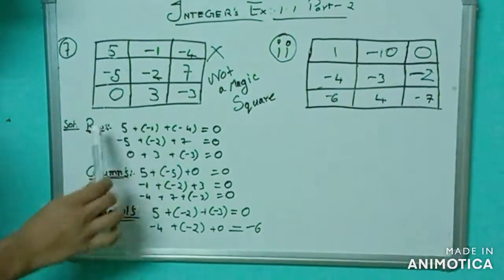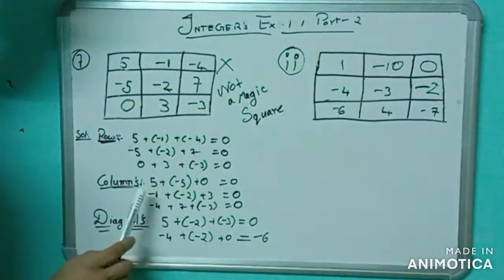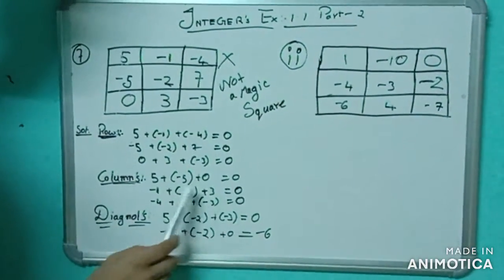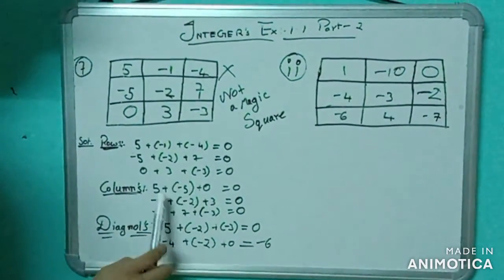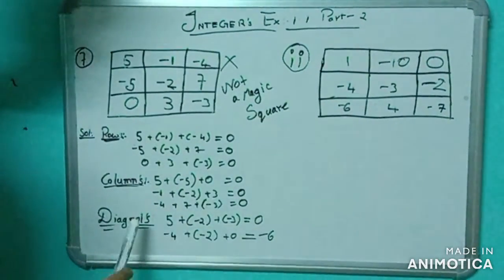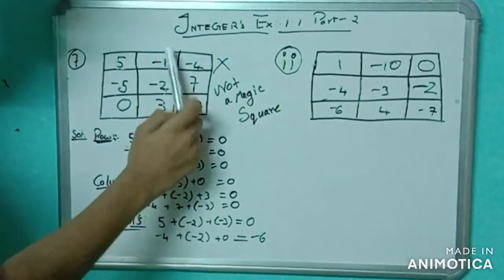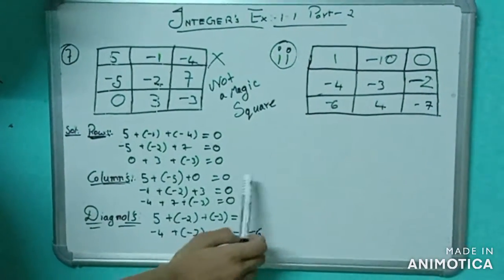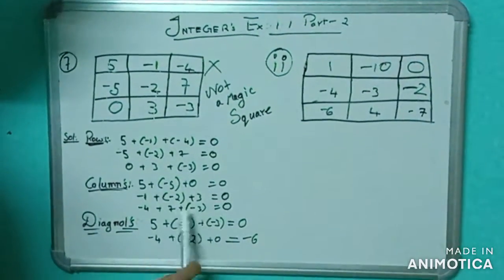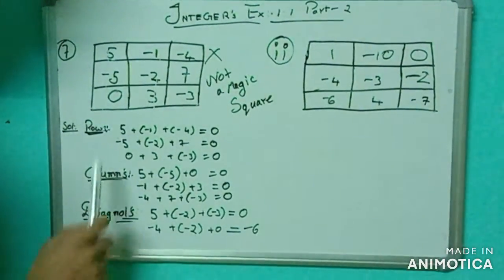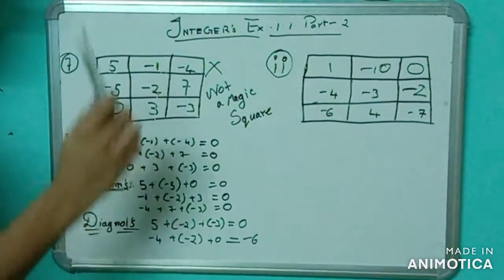Now columns, the vertical lines. So 5 plus minus 5 plus 0 is equal to 5 plus minus 5, which means plus times minus is minus. So 5 minus 5 is equal to 0. The answer is 0. And the same for the other columns. Minus 1 plus minus 2 plus 3 is equal to 0. Minus 4 plus 7 plus minus 3 is equal to 0. So the rows and columns have the same sum. But we have to check the diagonals also.